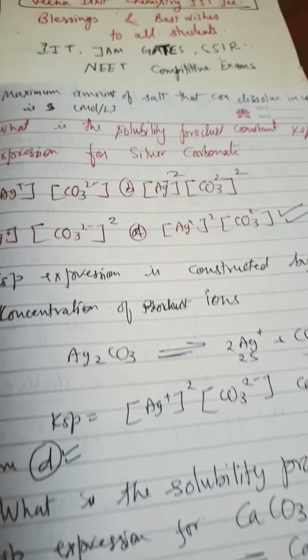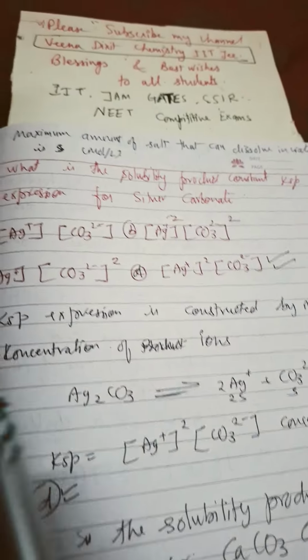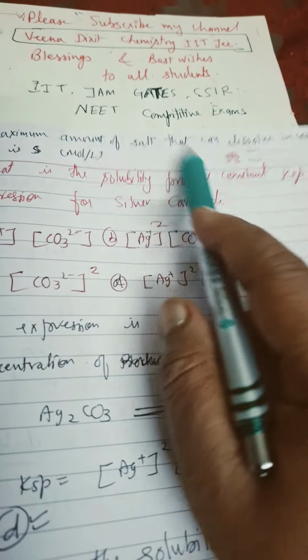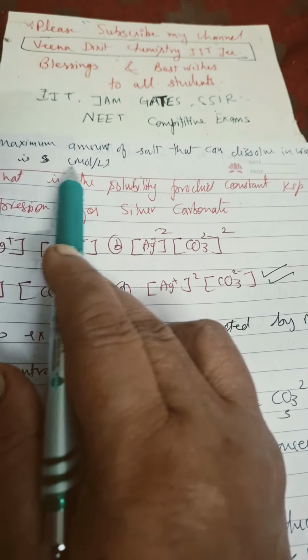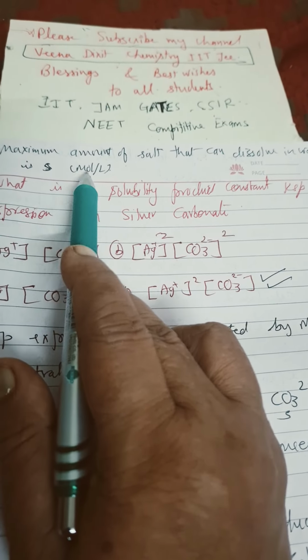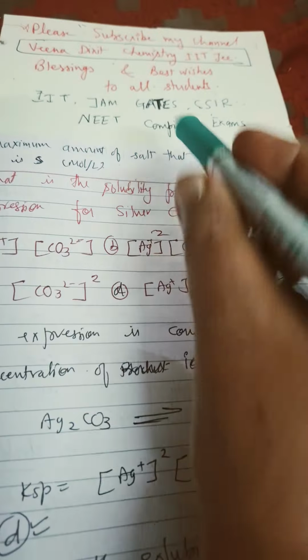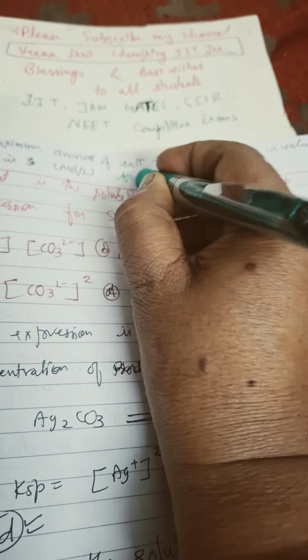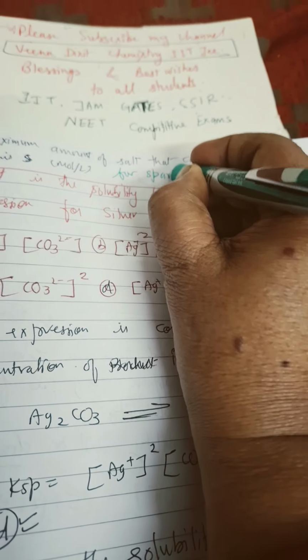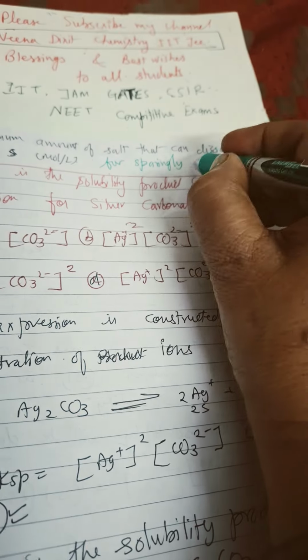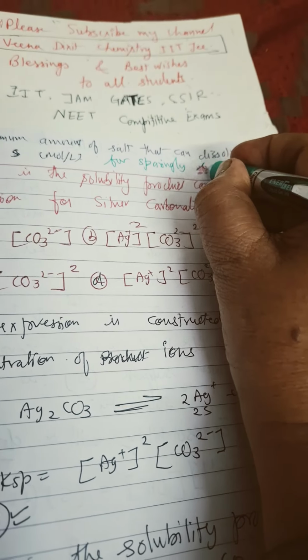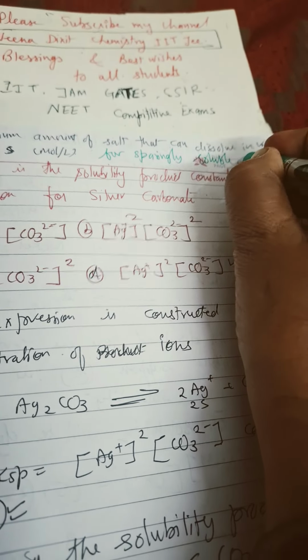This is very useful information I am giving to you. Write it down, everything. The maximum amount of salt that can dissolve in water is S mole per liter. That is the solubility term S, and this is for sparingly soluble salts. Okay, so only some amount will be dissolved, sparingly soluble salt.